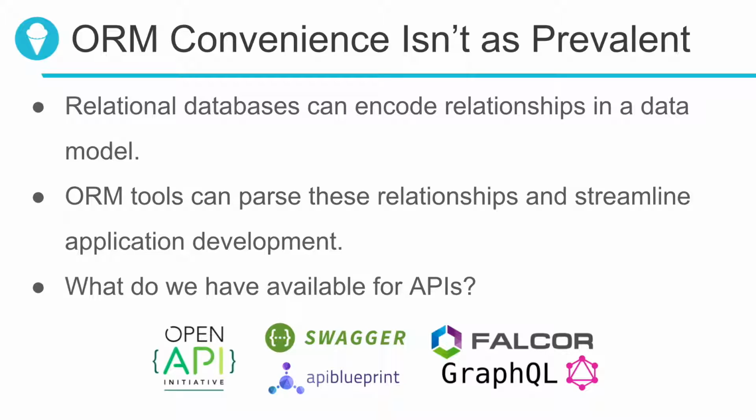application. But what do we have available for APIs? A lot of APIs don't specify the relationships between data available at different endpoints. We have a few libraries out in the wild that we can use, but a lot of these libraries depend on the data format that comes back, so maybe they don't work in your particular application.